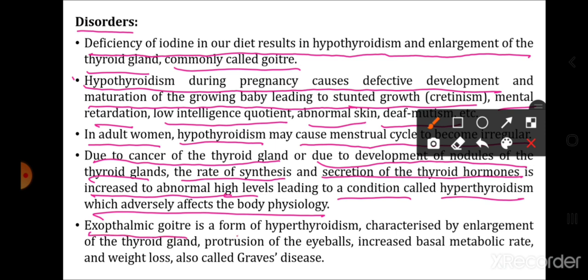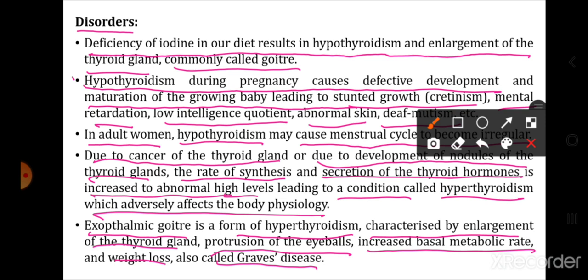Exophthalmic goiter is a form of hyperthyroidism characterized by enlargement of thyroid gland, protrusion of eyeballs, increased basal metabolic rate, weight loss, and also called Graves' disease.